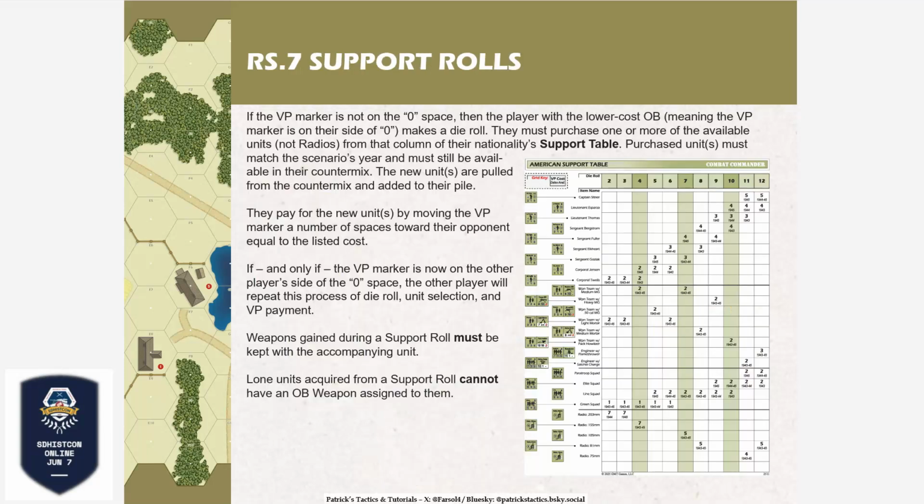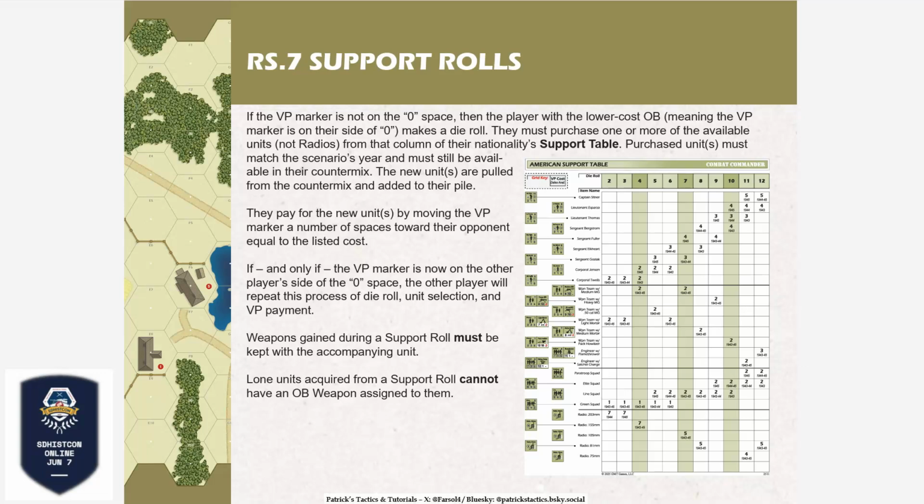Then if you've gotten to this point and we're pushing the VP marker back and forth as you're paying for things, if you're not on 0, then the person who's spent the least, so the marker's on their side, gets to make a support roll. You do it on your support table, just like you've been doing during games. You get to pick something that is era appropriate and add that to your OB. You are limited by the counter mix, so if you've already pulled out all of your weapon teams and their associated weapons, and you roll for that on here, obviously you're not going to be able to choose that item.